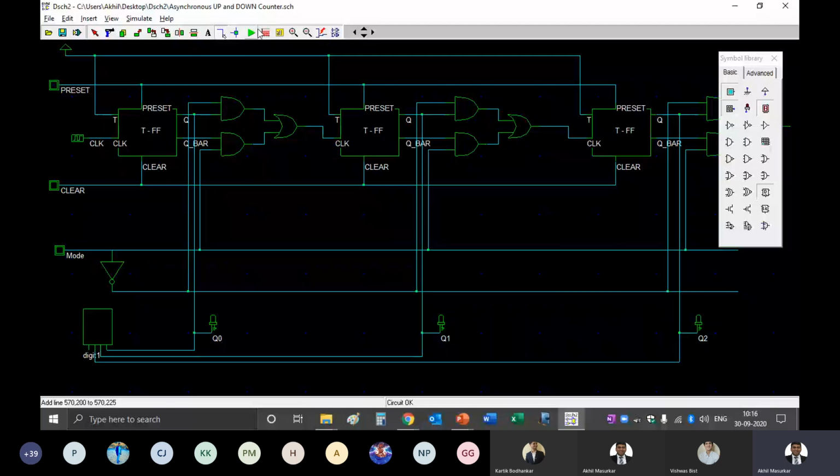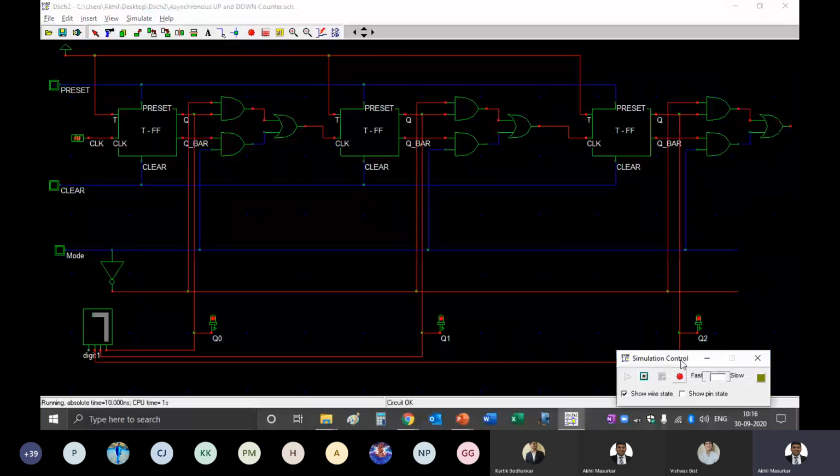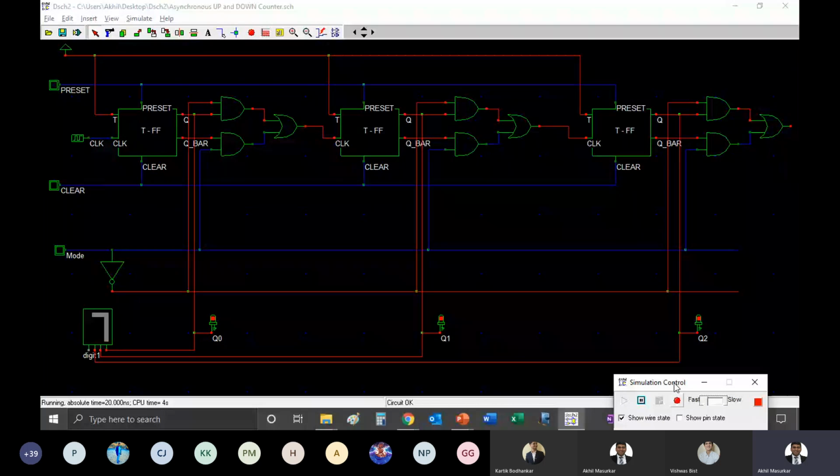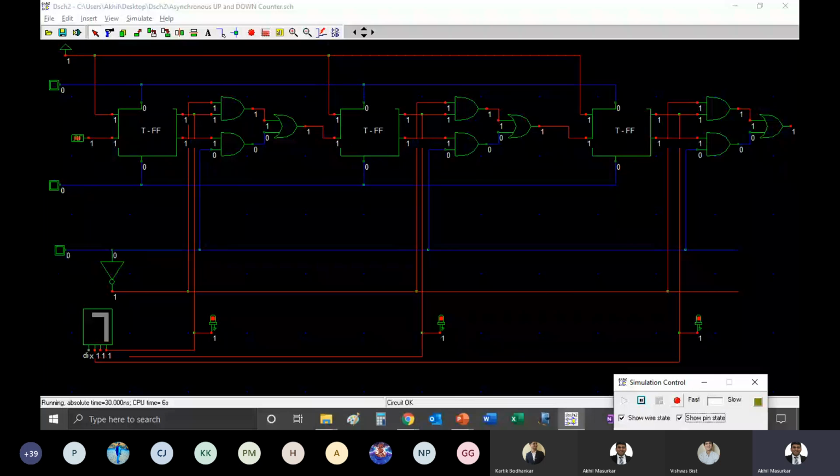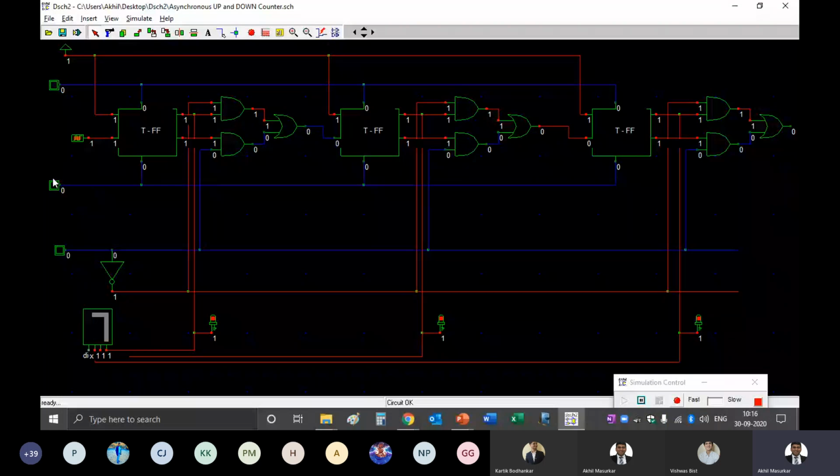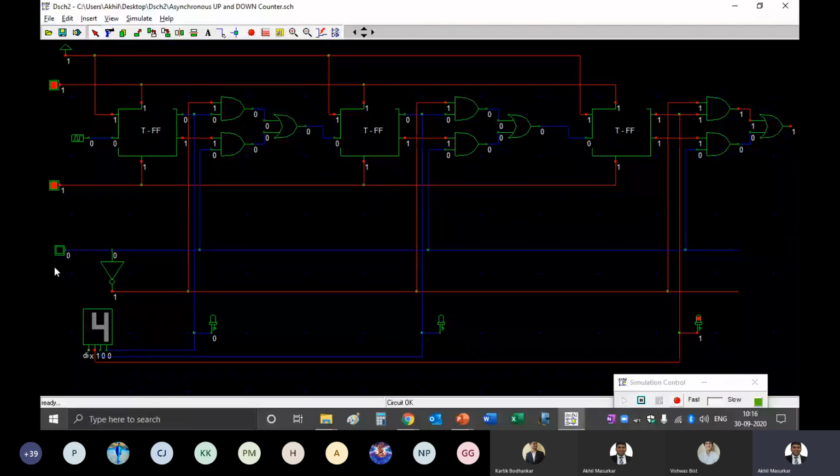I'm just keeping the simulation on so that you can see this very nicely. First, I need to clear this. So m is 0. You can see that m is 0, and that is why it is counting up.